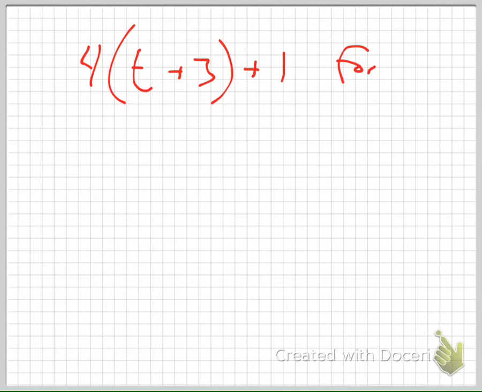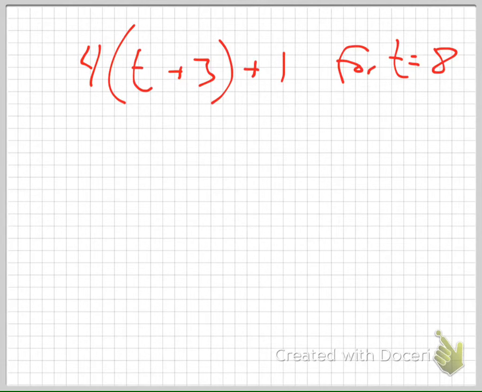Let's do another sample here. Let's do B at the top of 14. It's 4 times, they have T. I hate it when they use T. 4 times (T plus 3) plus 1 for T equals 8. You do that one for me. All right, here we go. So here's the deal. It says for T equals 8, so I'm going to plug in 8 wherever I see any T's, right? Could they have more than one T in there? They could. They don't right now. Okay, so I'm going to plug it in.